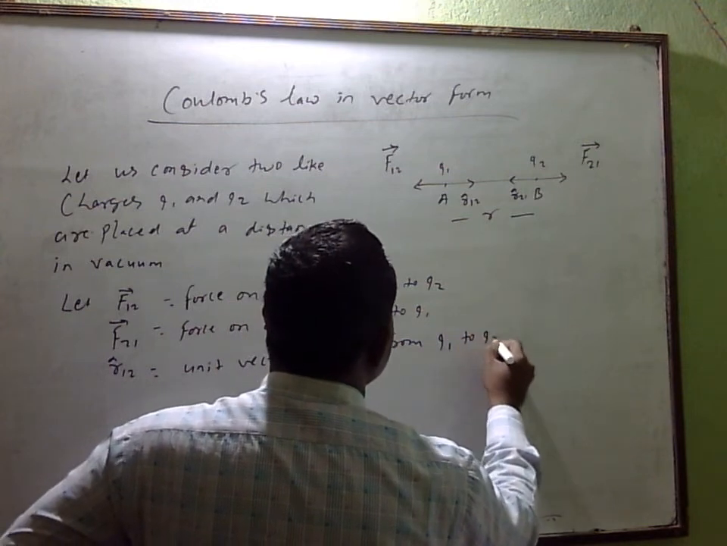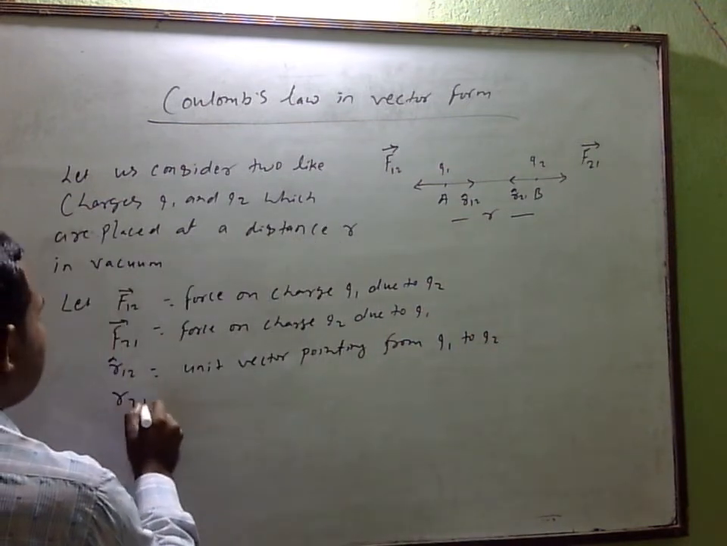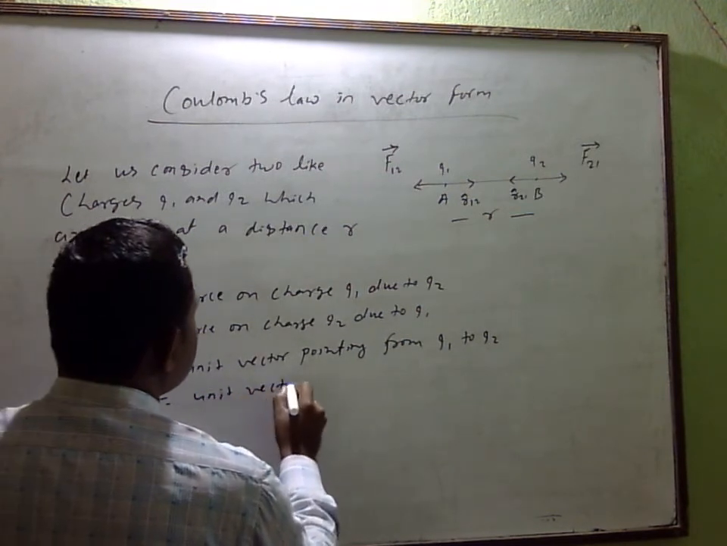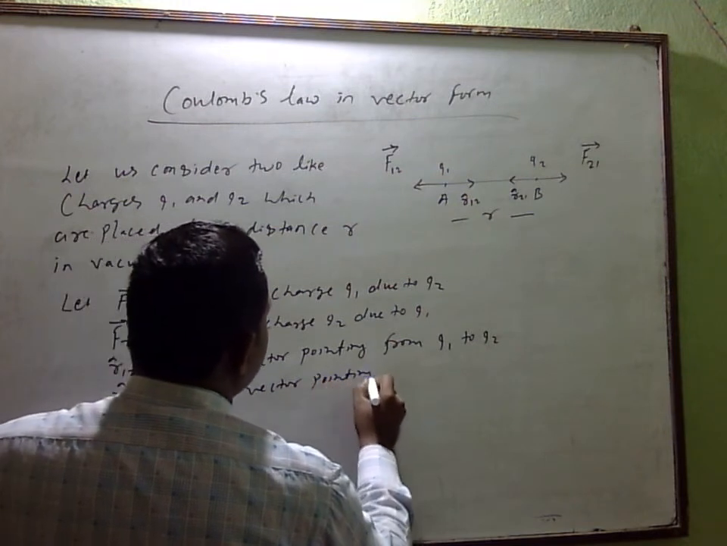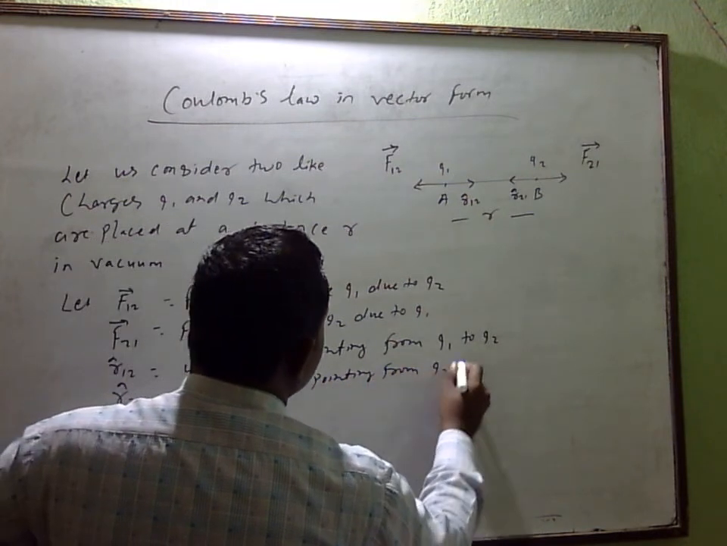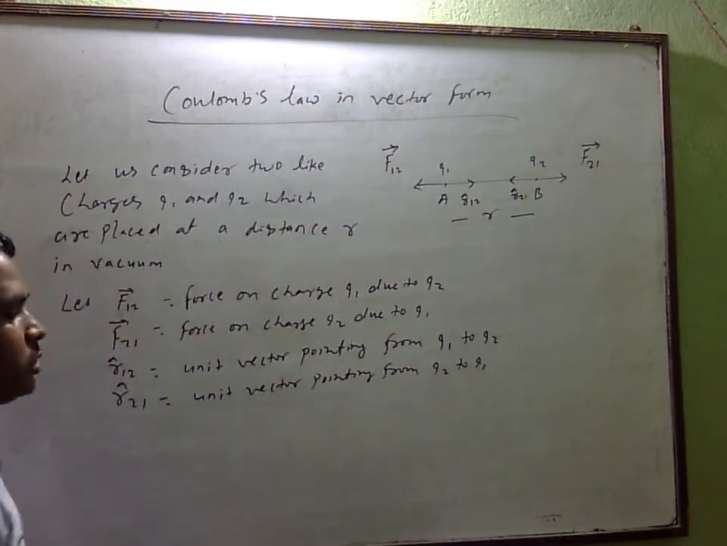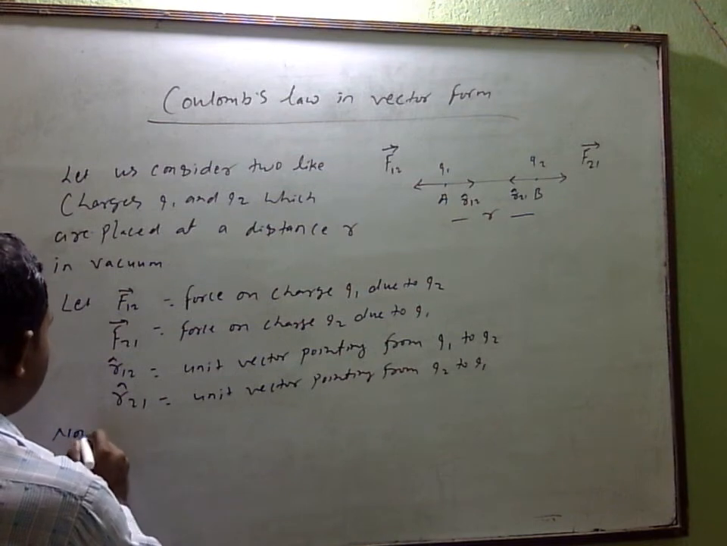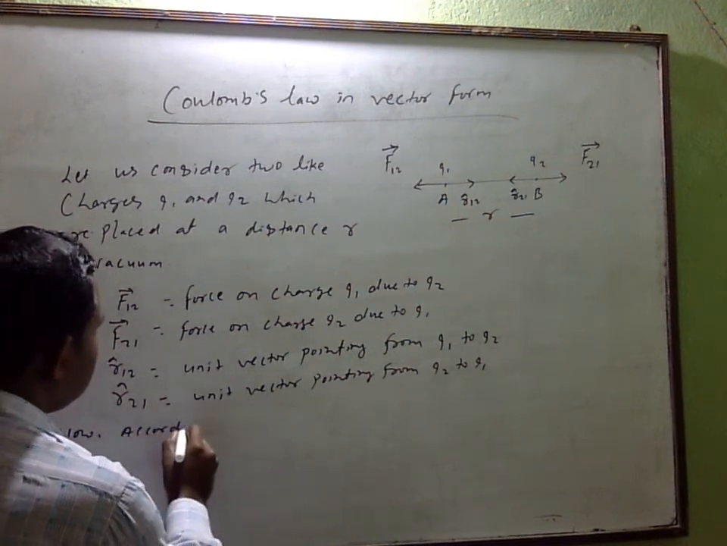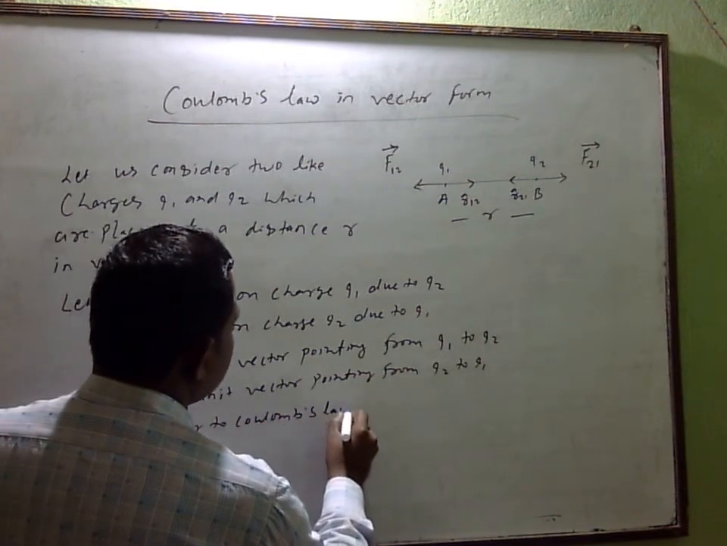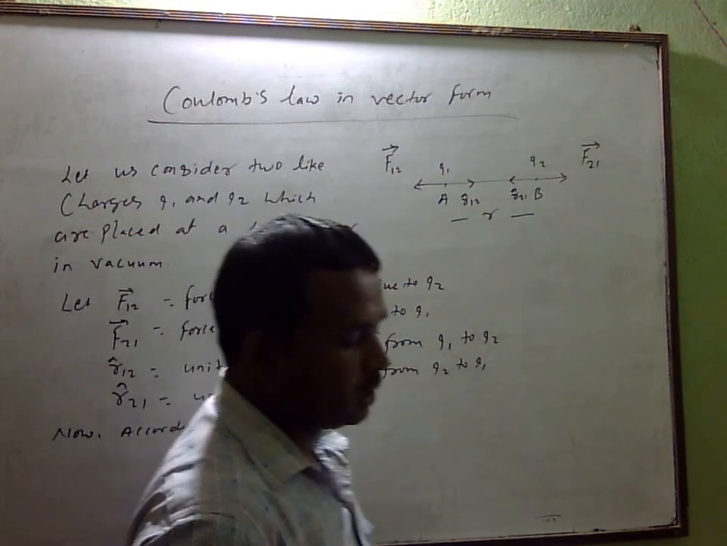Very good. Similarly, you can also write cap of R21 equal to the unit vector pointing from Q2 to Q1. This we can write here. Here is Q1. Are you able to see this one? Okay, very good. Now according to Coulomb's law, what can we write? By using Coulomb's law, this we can write.